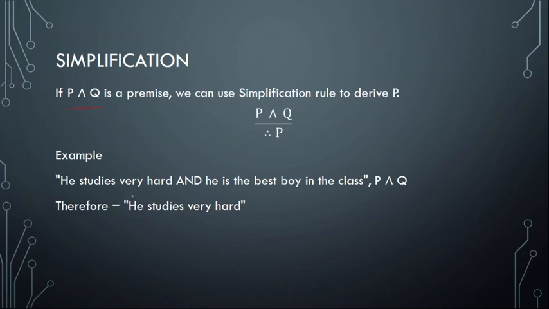An example is, he studies very hard and he is the best boy in the class. Therefore, what is the conclusion? The conclusion is for the proposition P. This is the P and this is the Q. Since the conclusion is P, you derive only P: he studies very hard.